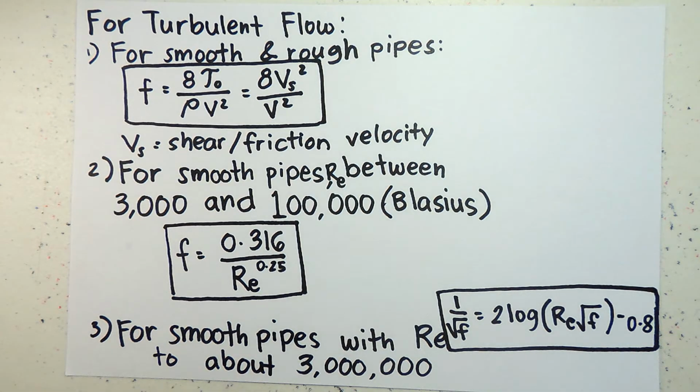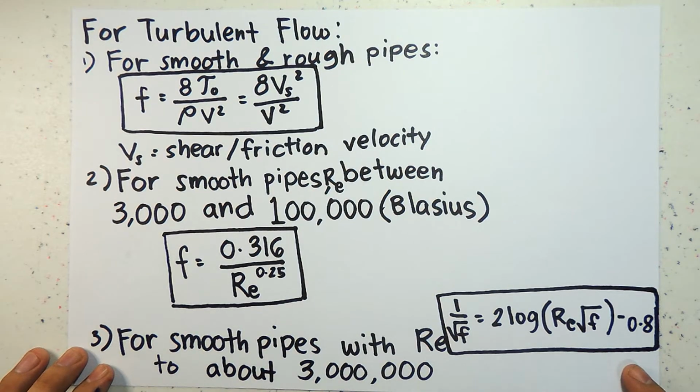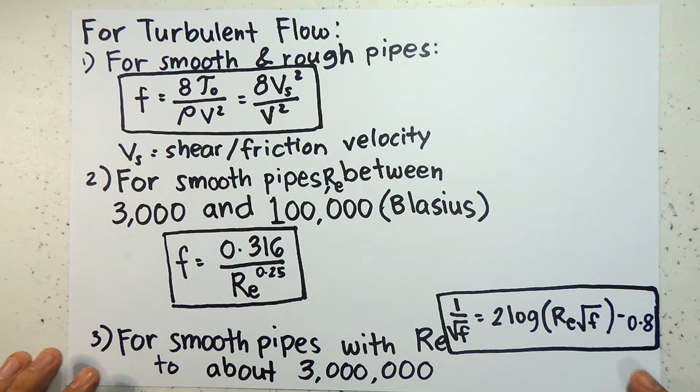So F is equal to 8 tau sub O over rho times V square, or also equal to 8 V sub S square over V square. So yung V sub S dito ay yung shear or friction velocity.